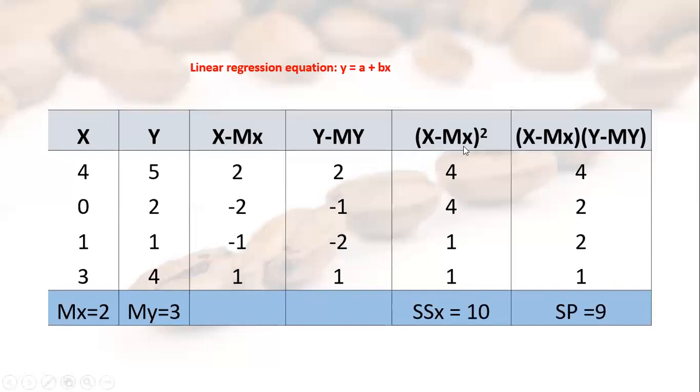So you add, because we need SSx, which is 10. So we add 4 plus 4 plus 1 plus 1. So that's 10. And then the sum of products. So 4 plus 2 plus 2 plus 1. That's 9. So we have what we need now.